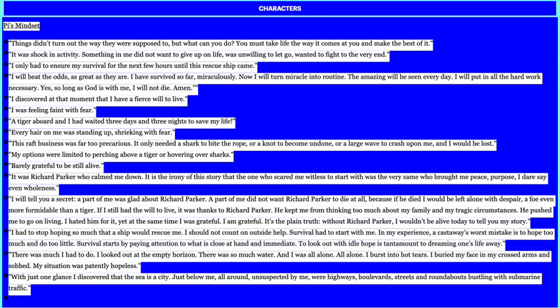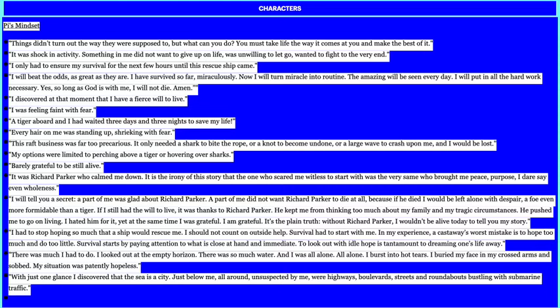Things didn't turn out the way they were supposed to, but what can you do? You must take life the way it comes at you and make the best of it. I mean, I think this is a very big understatement. If I remember correctly, this is right at the end of part 1, just before we get to part 2. And Pi basically says his life didn't turn out exactly how he wanted, which I think would be an understatement, because his whole life has been turned around.